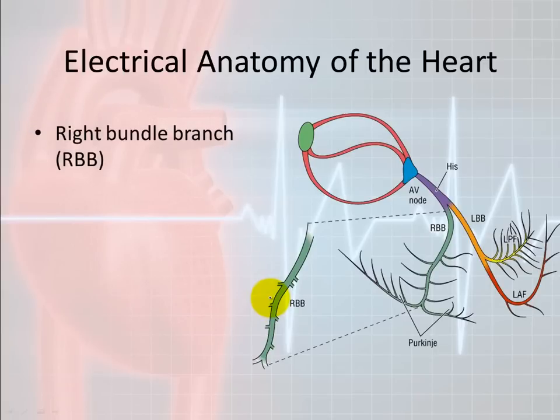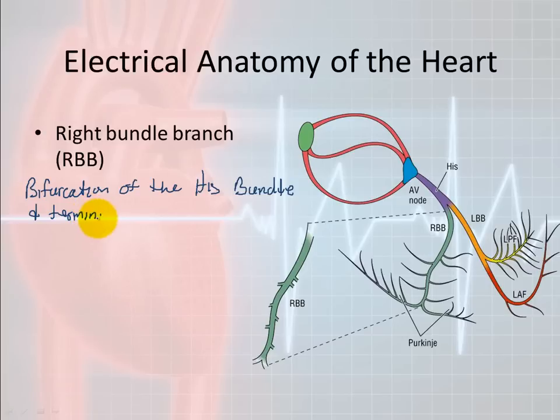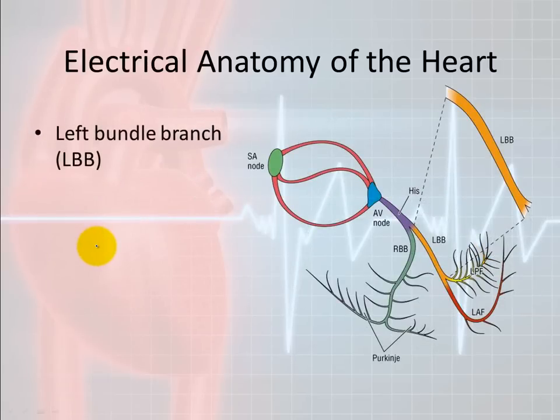The right bundle branch, obviously it starts at the bifurcation of the His bundle, so it begins at the bifurcation of the His bundle and it terminates at the Purkinje. Specifically the Purkinje in the right ventricle.